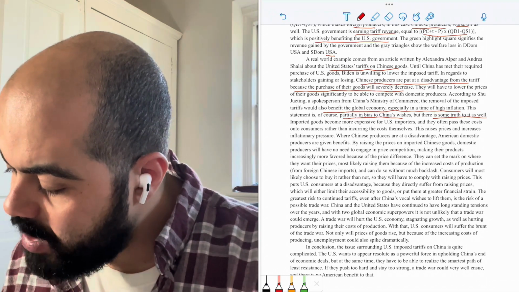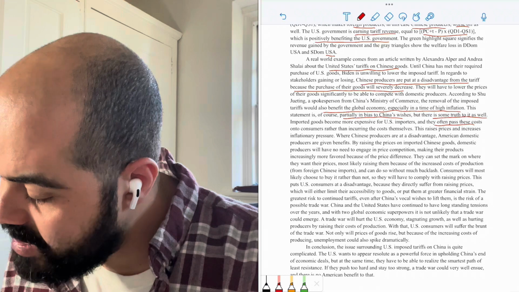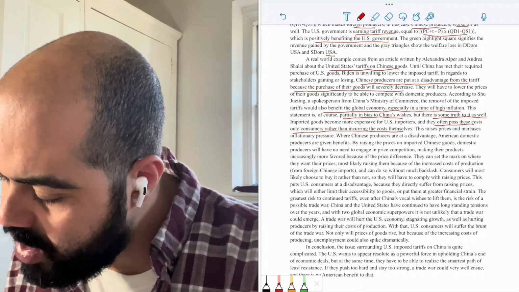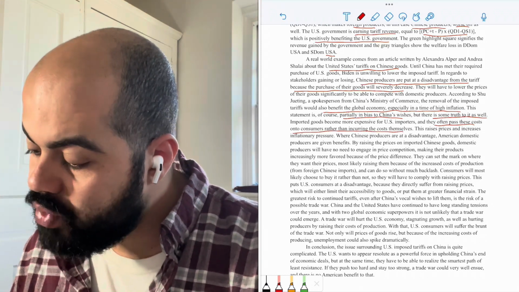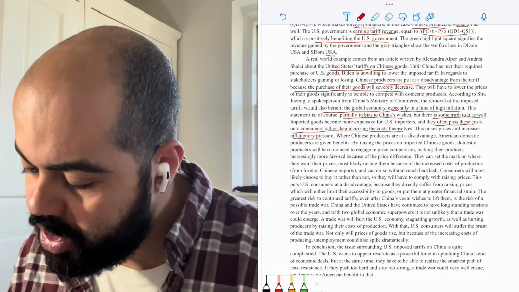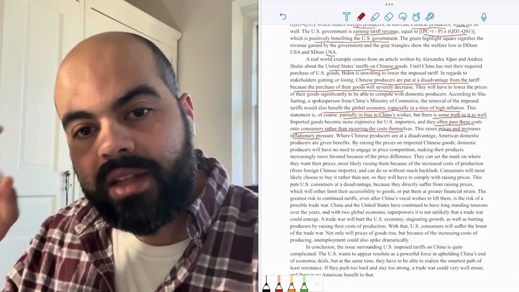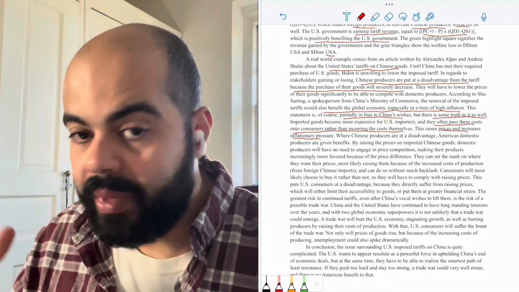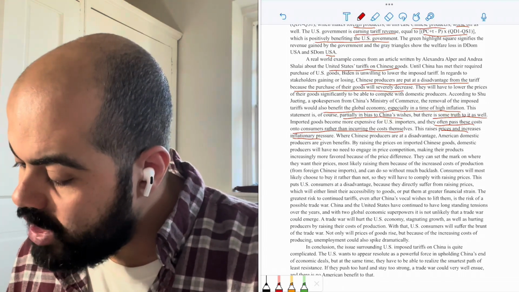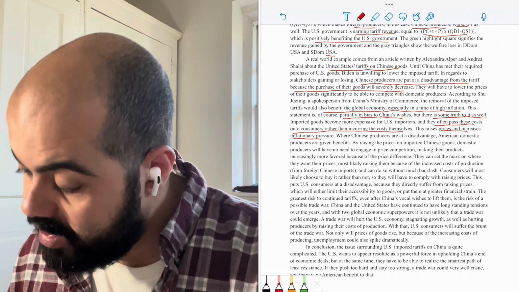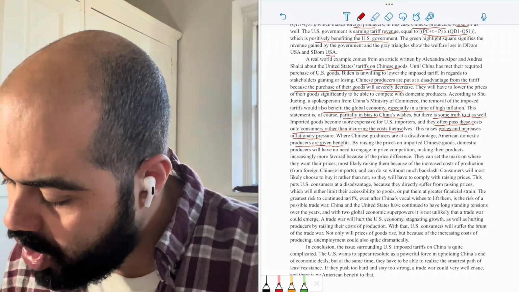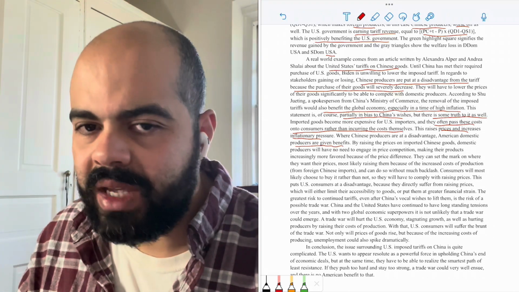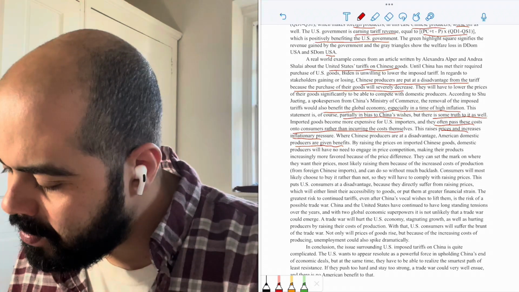Imported goods become more expensive for US importers, and they often pass these costs onto consumers rather than incurring the cost themselves. This raises prices and increases inflationary pressure. So you can see the student here really dug deep and elaborated on what they mean by the inflationary pressure. Where Chinese producers are put at a disadvantage, American domestic producers are given benefits. I think what they mean is they benefit from this situation.